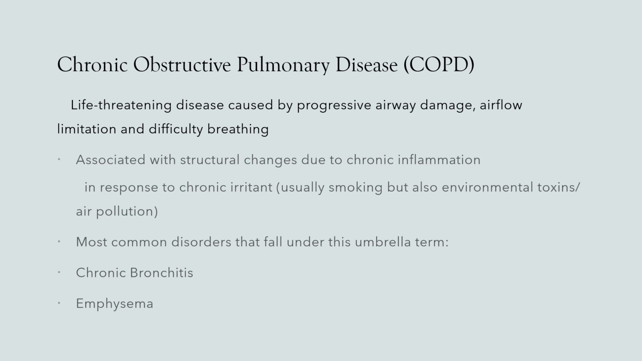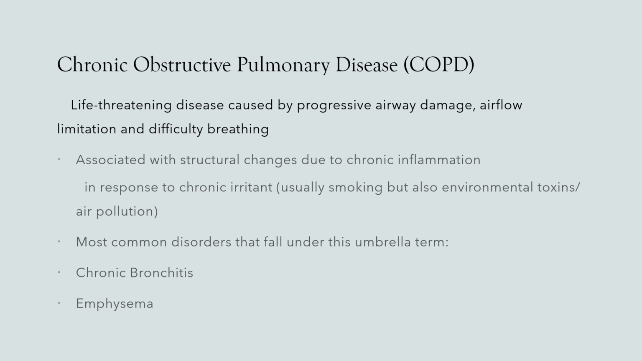It's associated with structural changes due to chronic inflammation. And so that inflammation over time that doesn't improve is usually in response to a chronic irritant, mostly smoking. But we also see this in people who live in cities with lots of air pollution or other environmental toxins. But it really takes that long-term chronic exposure, and the immune system or inflammatory cascade continues. There's not a break from those irritants.